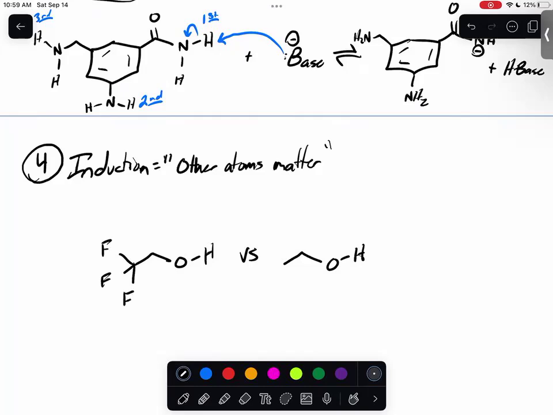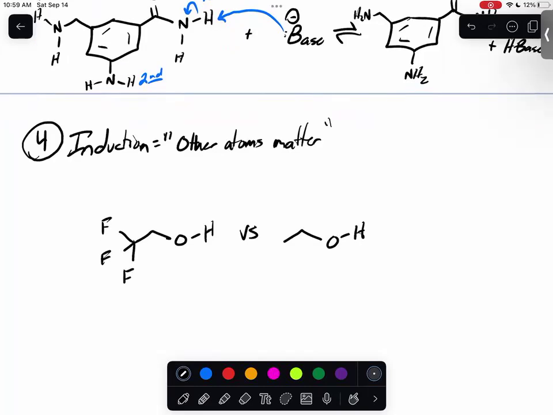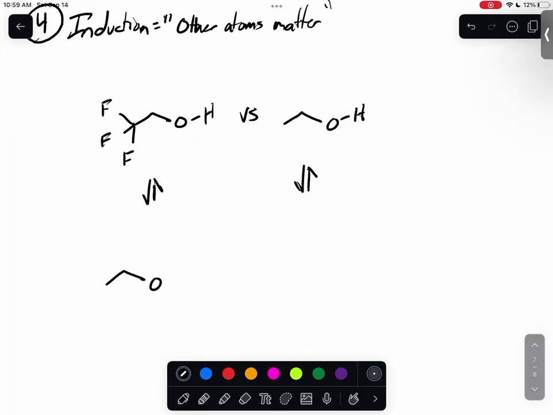All right. So the structure on the left, you'll notice, has a bunch of fluorines, whereas the structure on the right does not. If we were to look at the conjugate base of these, we would see that both of them still make an O minus, and none of the effects from before actually apply, right? Because there's no difference in size, there's no difference in electronegativity, there's no difference in resonance. We just have a situation where one of these is more acidic than the other.